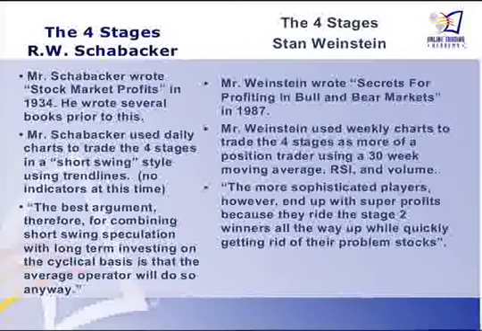And Stan Weinstein, of course, used something that we didn't have back in the day of this other gentleman here, Mr. Schaubacker. Mr. Weinstein was able to actually use indicators that were invented in the 50s, 60s, 70s. The RSI, Relative Strength Index, was invented in 1978. The moving average came along, and of course volume came along. Now, he had a quote in this book where he said, the more sophisticated players, however, end up with super profits because they ride the stage 2 winners all the way up while quickly getting out of their problem stocks. And I put this quote in here because this is really, really key.